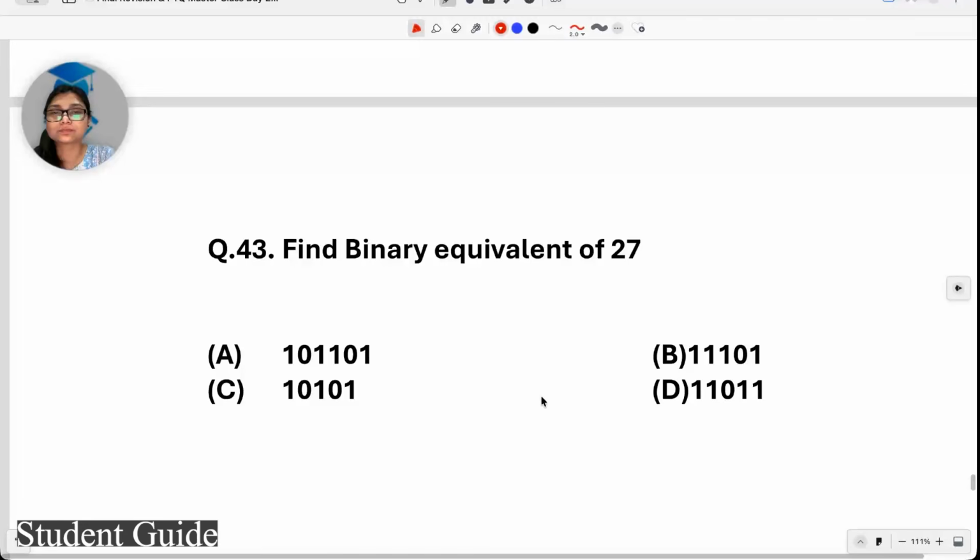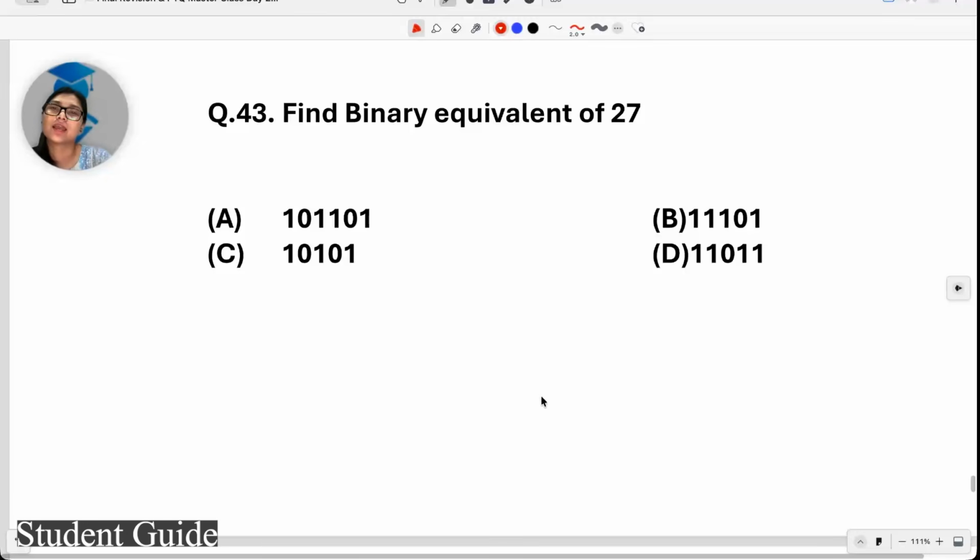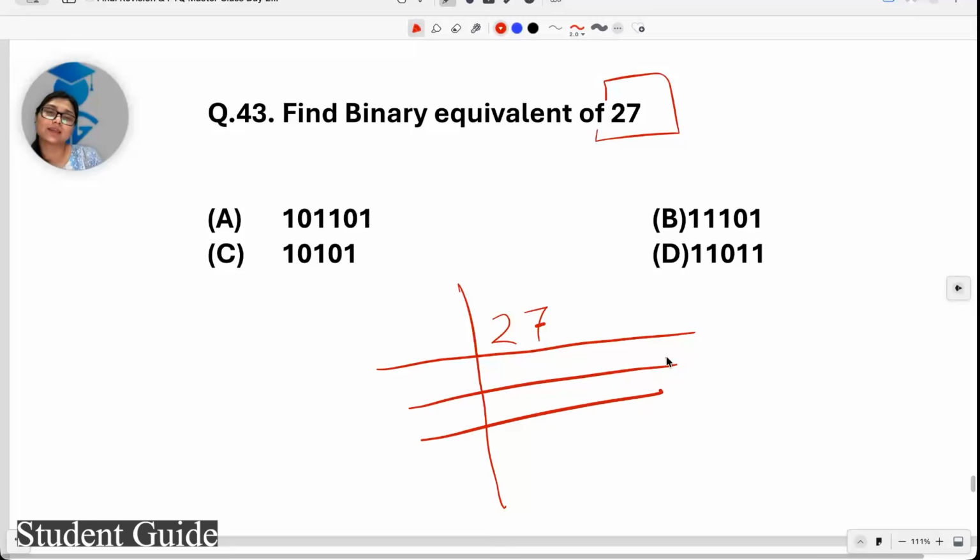Now moving to the next question. This is a very easy question, and we have discussed it so many times. So you need to find the binary equivalent of 27, which is very easy. Whenever you need to find a binary equivalent of something, you just divide it by 2 until you are unable to divide it by 2. So first you need to try to divide it by 2 and you write the remainders in this way. Okay, because 13 into 2 you will get 26, but as this is 27 you will get a remainder of 1 here. Now again you need to divide it by 2.